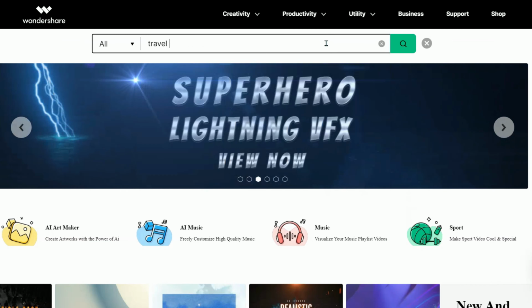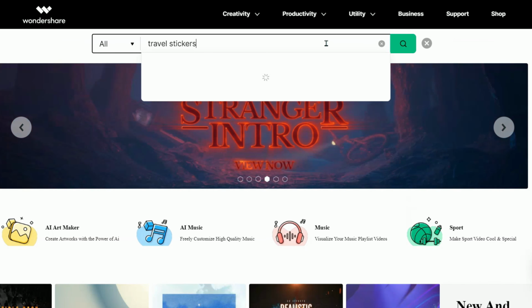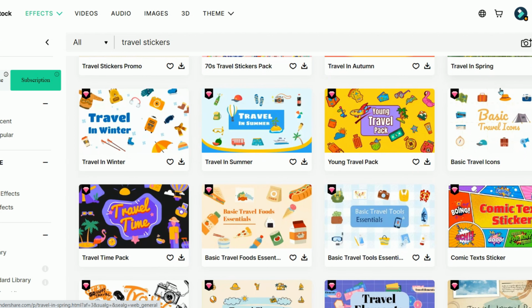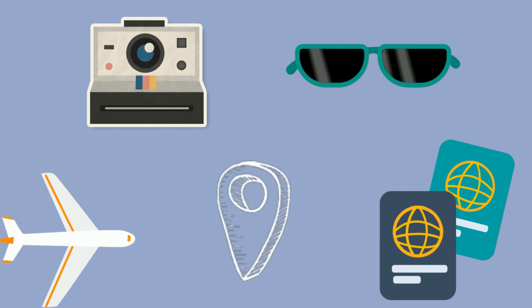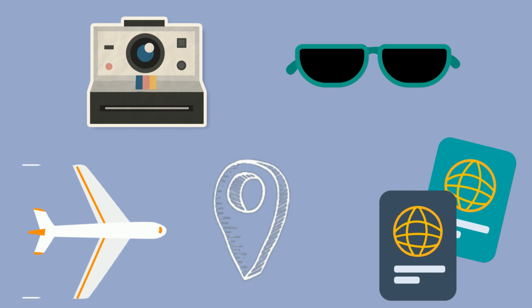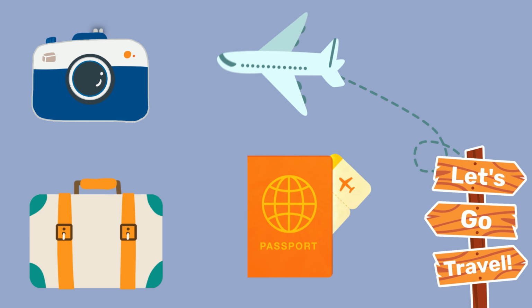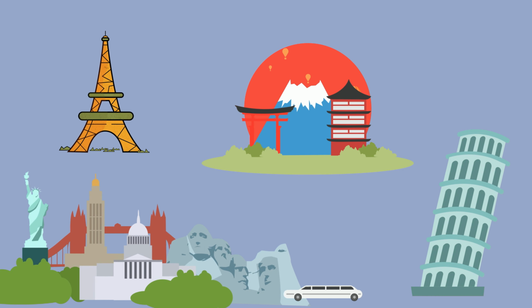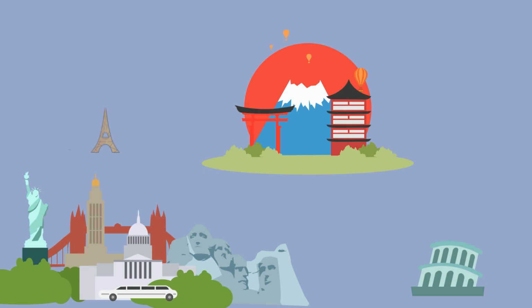No matter what type of videos you create, Filmstock has a sticker pack for you. So let's take a look at some examples. If you make videos about travel, then you can search for travel stickers on Filmstock. Here are some fun stickers you can add. You can even find stickers for certain destinations or travel activities. Then you can add them to your videos like this.